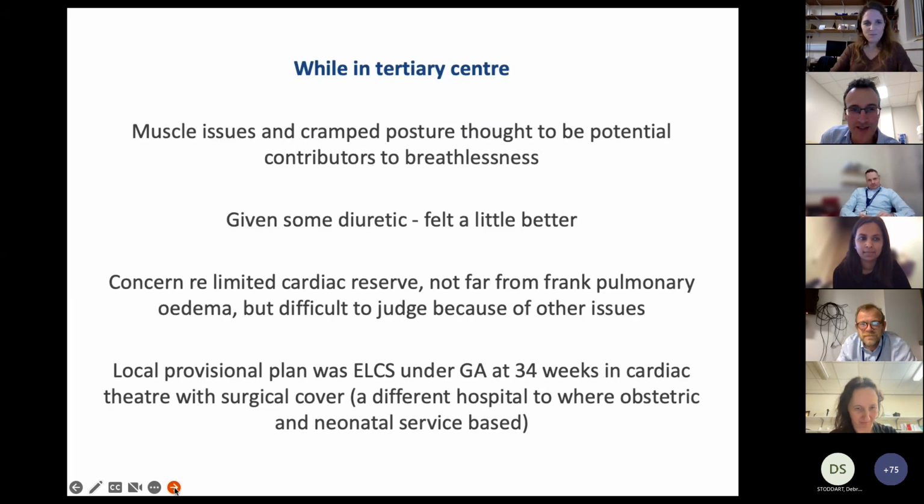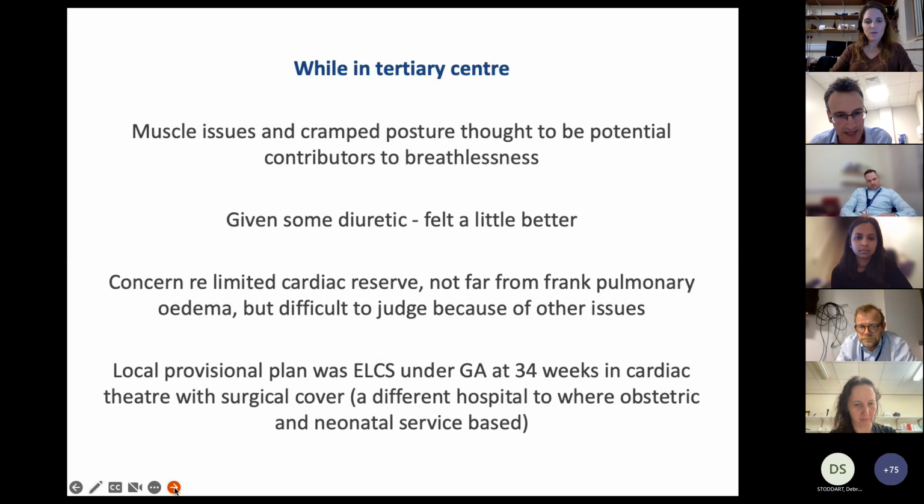While she's in this tertiary centre, there are thoughts, as you mentioned, Ken, that she's clearly got this dystonia. She's quite cramped, so he wonders whether some of the muscle issues, the cramped posture, could be contributors to the breathlessness, rather than necessarily the heart. They did give her some diuretic, and she apparently felt a little bit better for that. They were particularly concerned about a limited cardiac reserve, and felt that she may not be far from frank pulmonary edema, but difficult to judge because of her complex other medical issues.